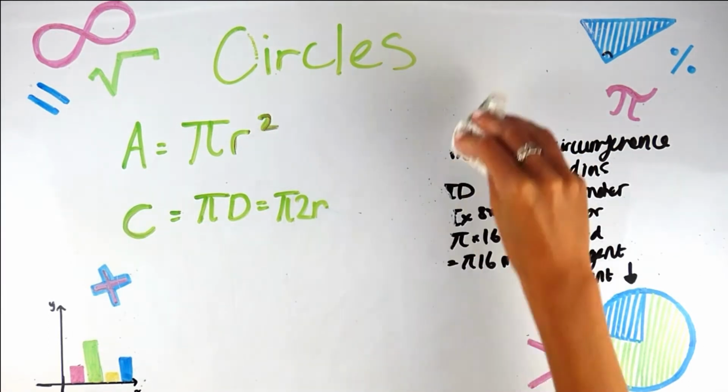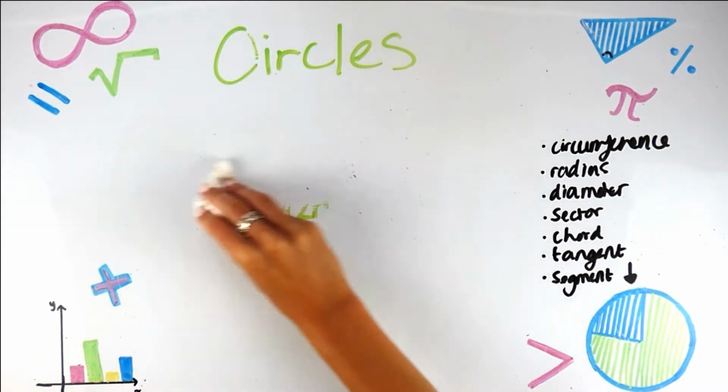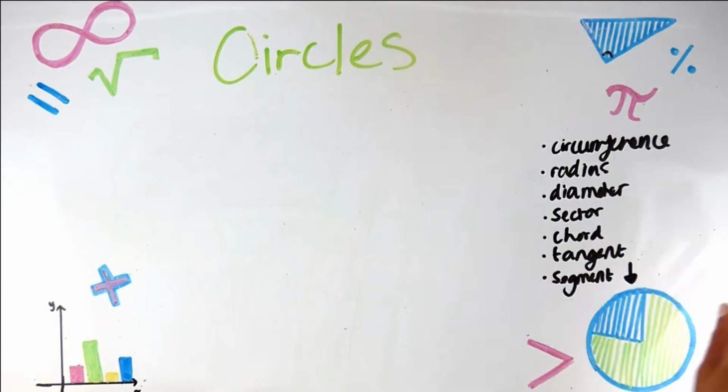So you've just got to be careful with if it's giving you the radius or if it's giving you the diameter, basically. That's the only thing they can really do to trick you up there.